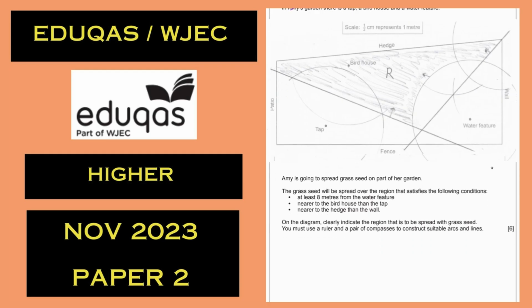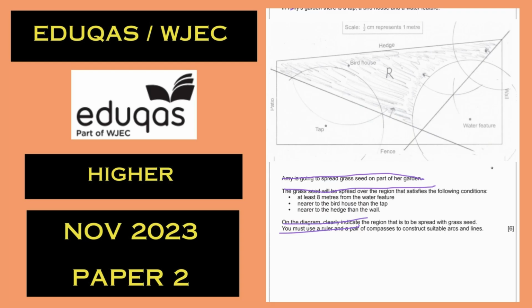The only thing we care about in the top portion is the scale, 0.5 centimetre to 1 metre in real life. Amy spreading grass seed, good for Amy, not bothered. Grass seed, again, not bothered. All we care about are these 3 restrictions here.